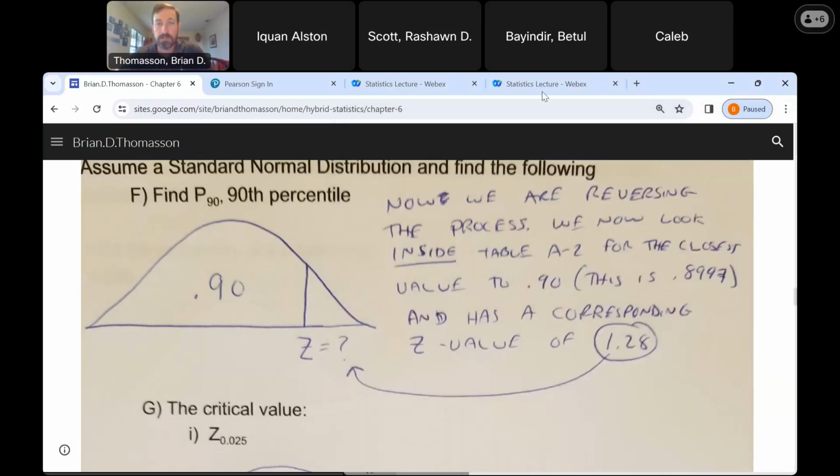Okay. So in this particular one, we're looking for the 90th percentile. All the other ones we've done so far, they've been given this outside value, whatever the Z value was. Like one of them we had was 2.01, and we're trying to find above or below that. We've been given the outside value, and we've been finding the area or the probability, which is the inside. Now what we're doing is just the opposite. We're given the inside value and we have to find the outside. So let's pull up StatCrunch and see how that changes.